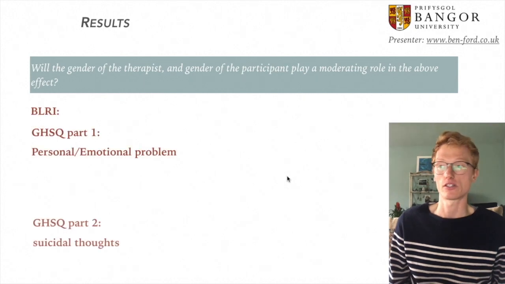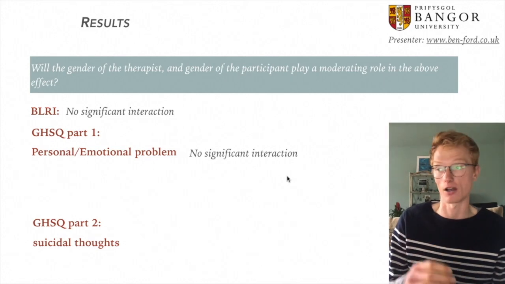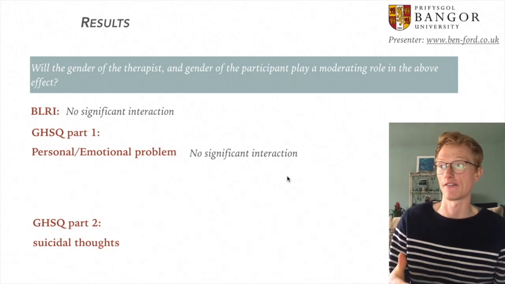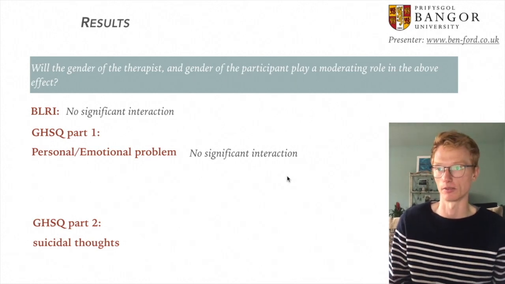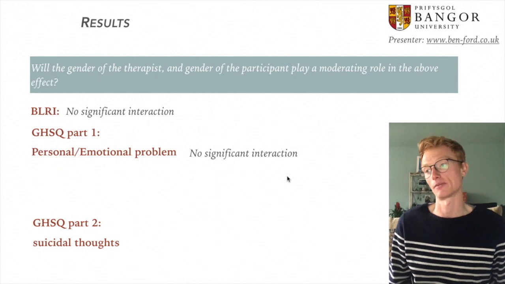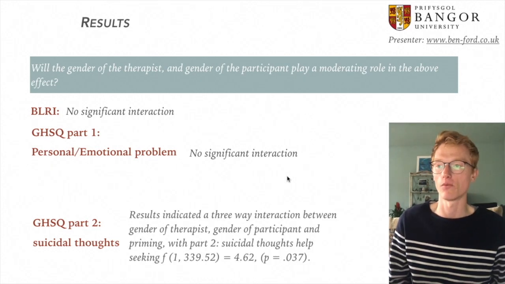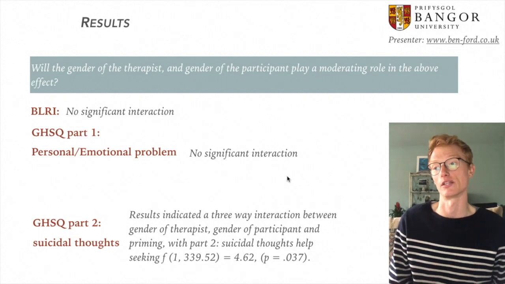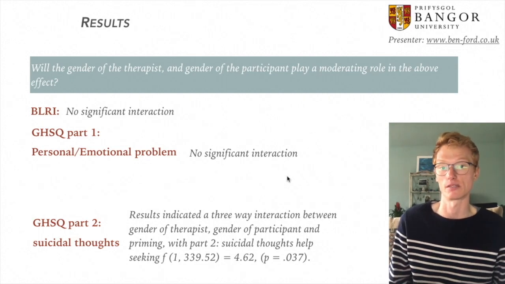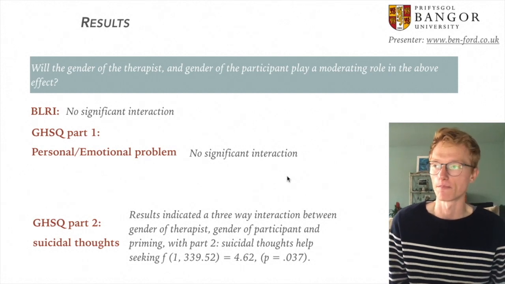But when we look at these results further, the general help seeking questionnaire was split into two different parts. The first part was help seeking if you had a personal or an emotional problem. And in that instance, there was no significant interaction. Whereas when we looked at the second part of the general help seeking questionnaire, which was to do with if one had suicidal thoughts, there was a three-way interaction between the gender of the therapist, the gender of the participant, and the priming stimuli, and that was statistically significant.